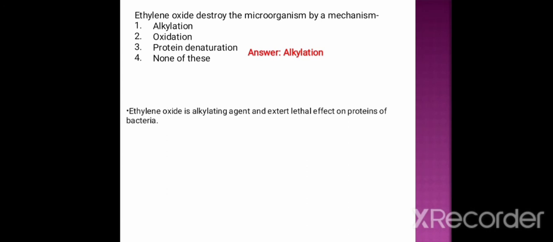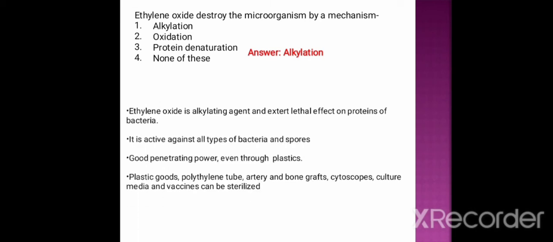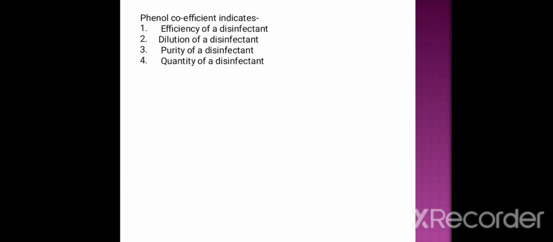Ethylene oxide is an alkylating agent and exerts its lethal effect on proteins of bacteria. It is active against all types of bacteria and spores. It has good penetrating power, even through plastic. Plastic goods, polyethylene tubes, artery and bone grafts, cystoscopes, culture media and vaccines can be sterilized by ethylene oxide.